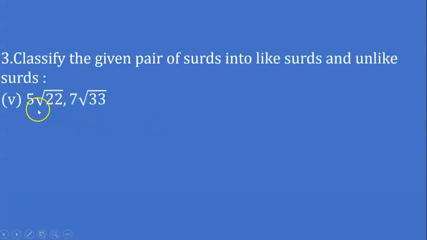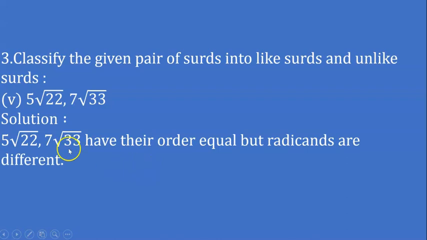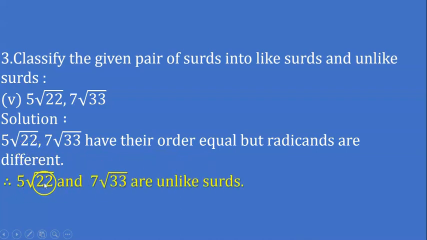Next, 5 root of 22 and 7 root of 33. It's clear that these are unlike surds. 5 root of 22 and 7 root of 33 have their order equal, but the radicands are different. Therefore, 5 root of 22 and 7 root of 33 are unlike surds.